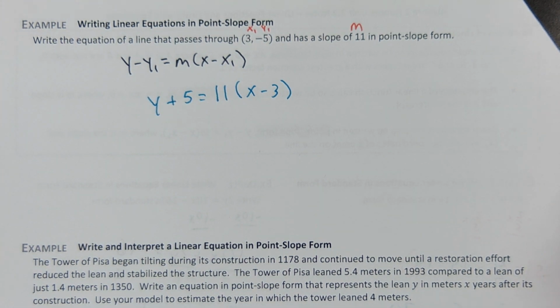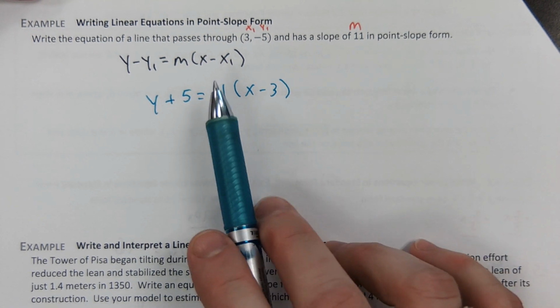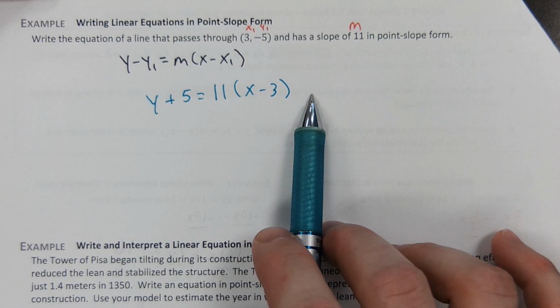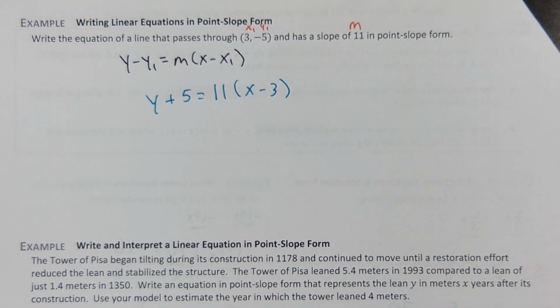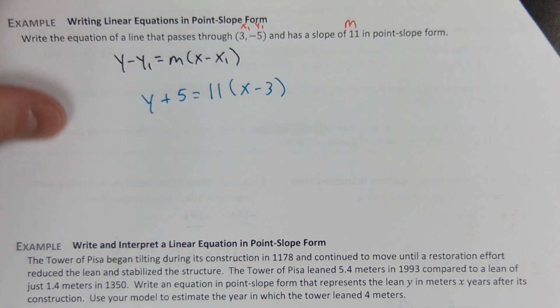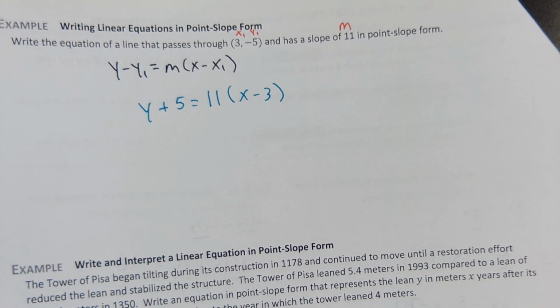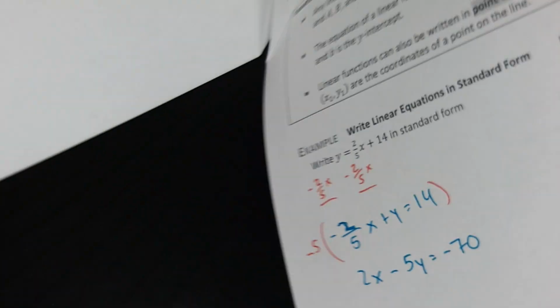Writing equations in point slope form is easy if you have a point and a slope. Right? Could I convert this to slope intercept form? Sure. I'd have to distribute the 11 and subtract the 5. But don't do that unless you needed to. This is point slope form. Call it a day. Okay, let's go back to the one before it, now that we know how to write an equation in point slope form.